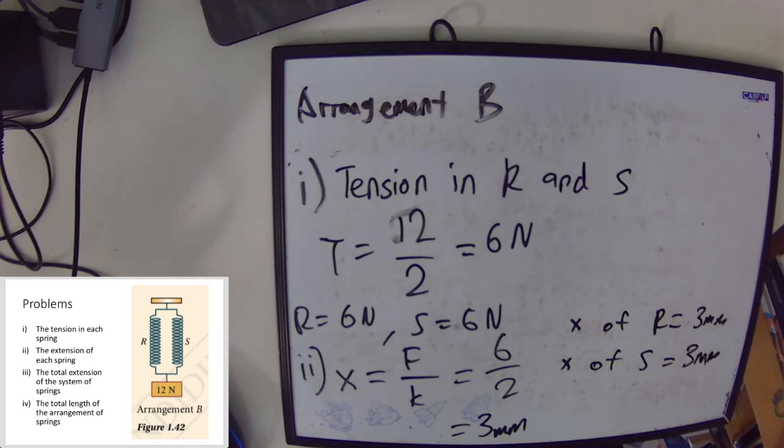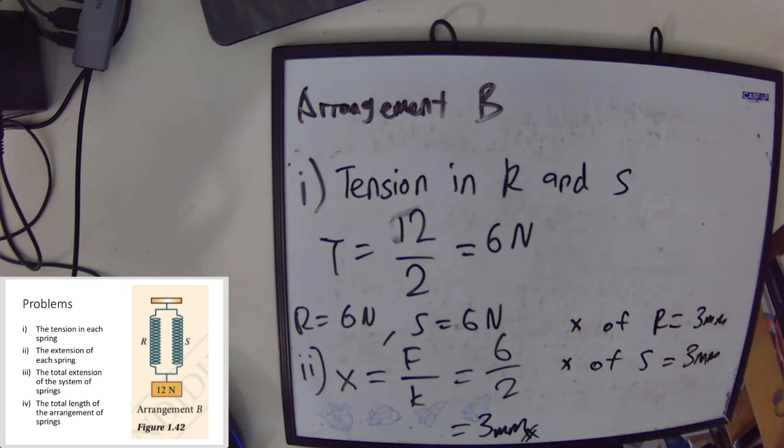Now remember, when you're writing down your answers, make sure you write your answer to the end. If you just write 3 millimeters, it doesn't have any meaning unless you say that the 3 millimeters is the value of R and S. Otherwise, you may or may not lose points depending on who is checking your answers. Okay, so that is the extension of each spring. So each spring will extend by 3 millimeters.